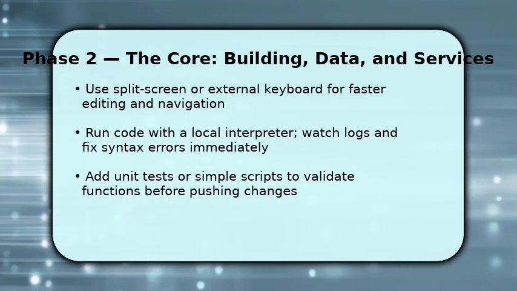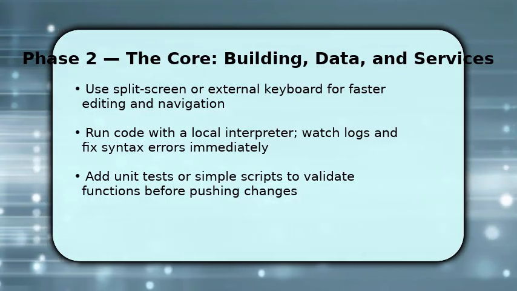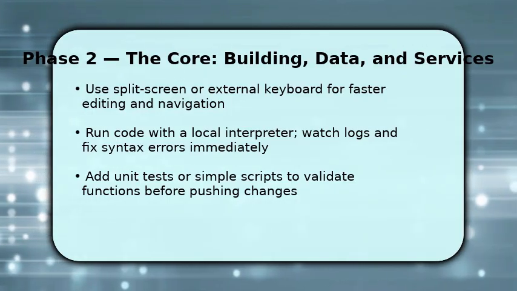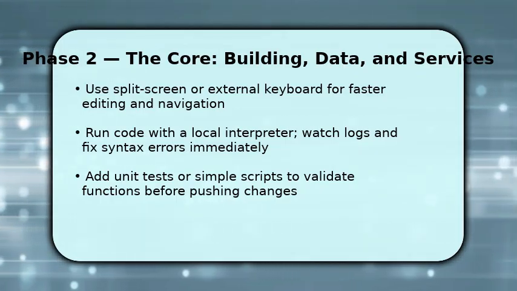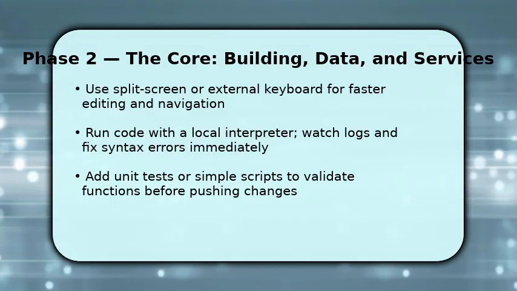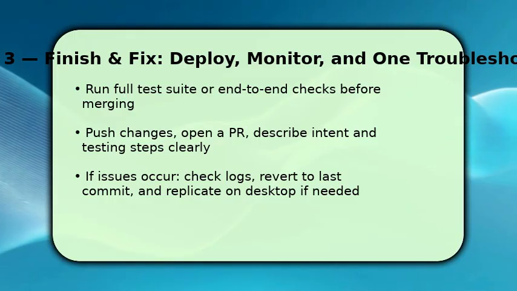Logs are your friend. Once a function works, add a small test or script to assert behavior, because tests save time later. Make frequent commits with clear messages and push when a feature is stable so you can switch devices without losing work. You finish by running full tests and linting to catch stylistic or runtime problems.